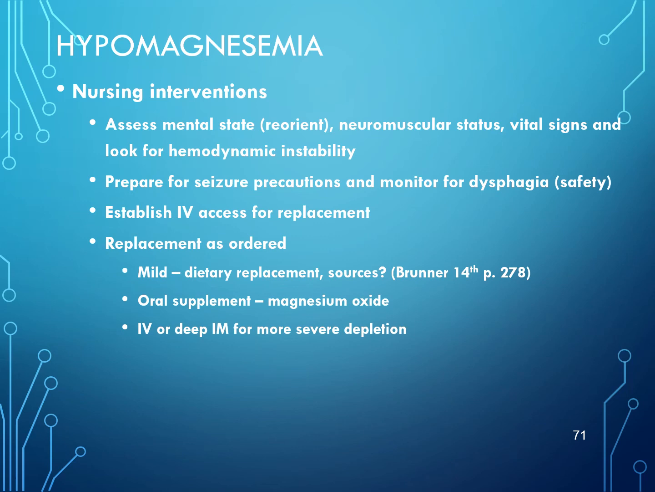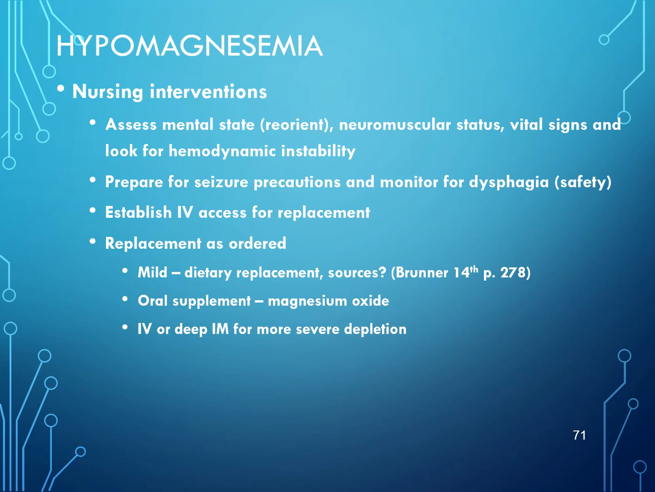We need to establish IV access for replacement. We want to replace it as ordered, and we start mildly, depending on the orders and the level of magnesium in the person's system. So we can do dietary replacement. Sources include green vegetables, nuts, legumes, bananas, and oranges. We can do oral supplements, so a PO medication is magnesium oxide. And then we also have IV or deep IM for more severe depletion. Personally, I have only seen IV utilized because we have IV access.